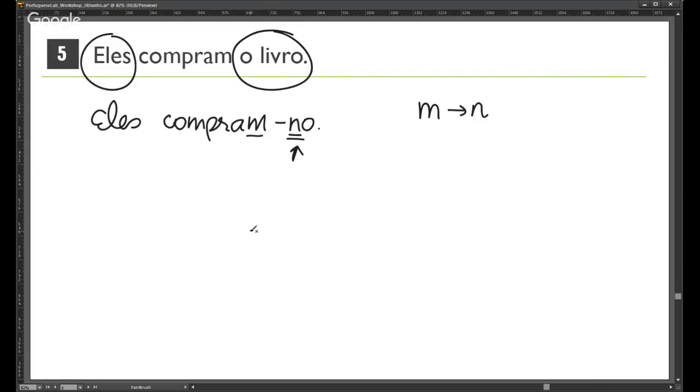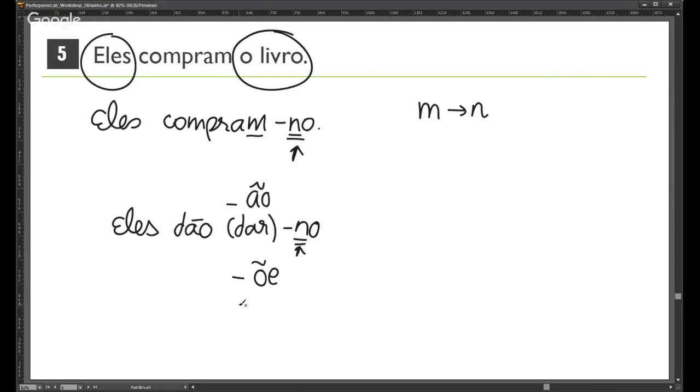Not only when it ends in M, also when it ends in ão and oi. This is not going to be such a common case. There are some verbs that are going to have this ending when conjugated. For example, they give. Eles dão. That's the verb dar. So this would not be the regular ending for they. Usually it is M, like you see here. But when you also have this ending, then eles dão-no. They give the book. Eles dão-no.